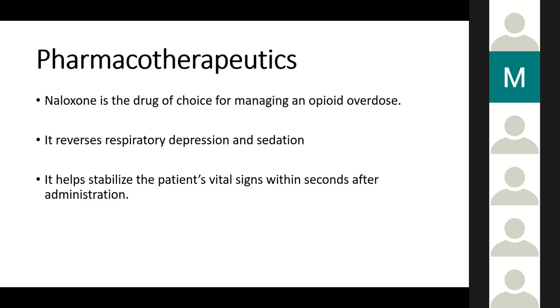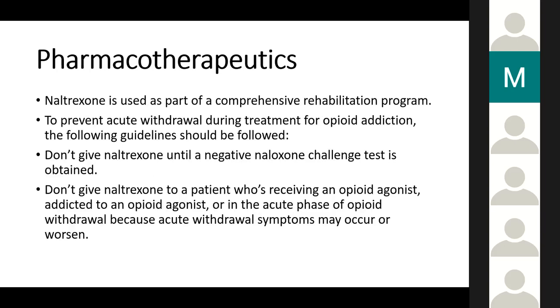So naloxone is used when there's an opioid overdose. It reverses the respiratory depression and sedation. And within seconds after IV administration, it stabilizes the patient's vital signs. So the baby comes in with severe respiratory distress, the mother has had pethidine, you set an IV line, give your naloxone, and within seconds the patient is fine. That's how quickly it acts.